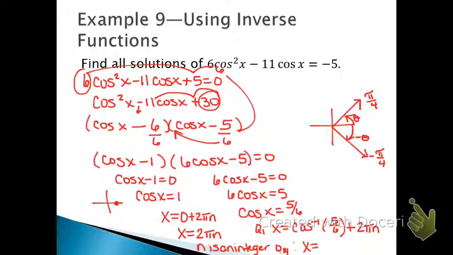So it's the same idea here, because my quadrant 1 is the positive inverse cosine of 5 over 6 plus 2 pi n. Then my quadrant 4 angle is going to be the negative of that. So it's the negative inverse cosine of 5 over 6 plus 2 pi n. We don't actually put that in our calculator. We just leave that as it is. And this whole little piece right here is my solution.